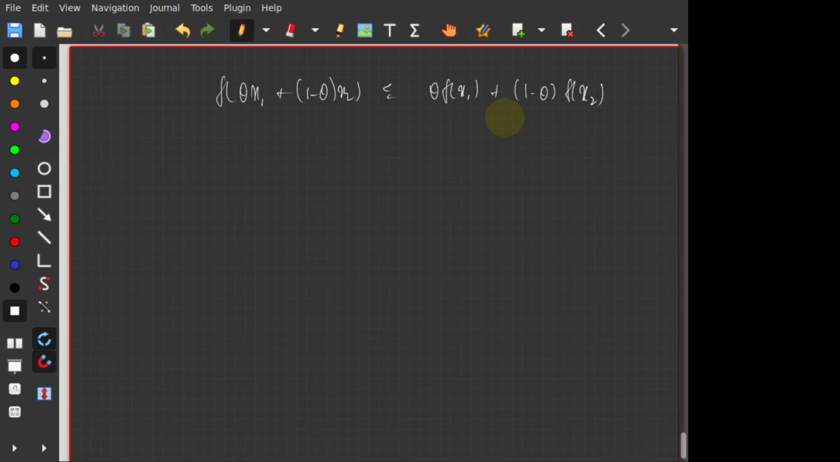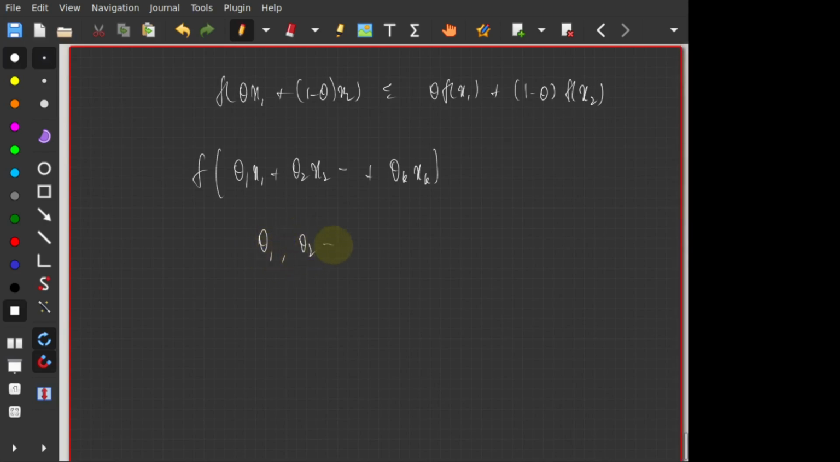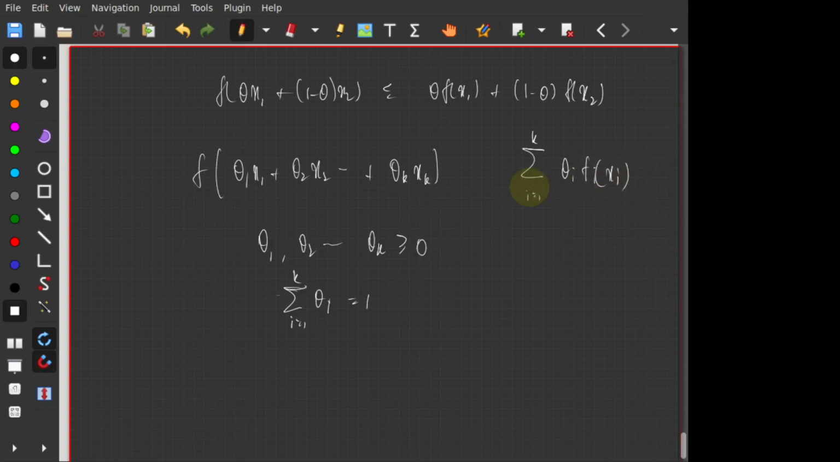Now, what if I take a convex combination of more than 2 points? So you look at f of theta 1 x1 plus theta 2 x2 plus up to theta k xk, with theta 1, theta 2 up to theta k being greater than or equal to 0, and summation i equal to 1 to k of theta i equal to 1, versus summation i equal to 1 to k of theta i f of xi. Can you claim that this is always true?